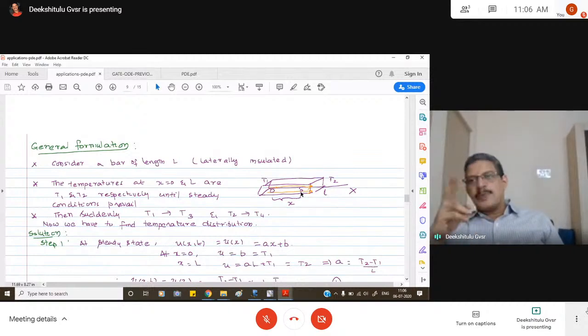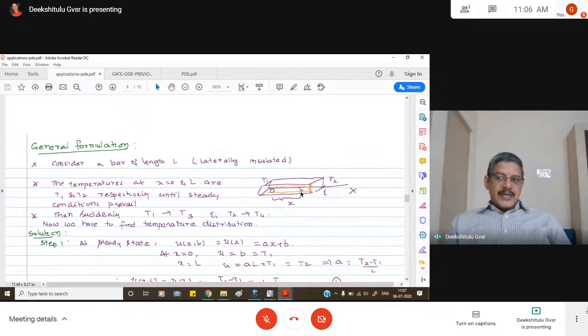So the problem mainly has two parts. Whenever we solve a heat conduction problem, the solution contains two parts: the steady state solution, and the second one, the unsteady state or transient state. There are two types of solutions we have to calculate for the given problem. We add up those two, the steady state solution and the transient solution, and that gives the solution of the given problem.